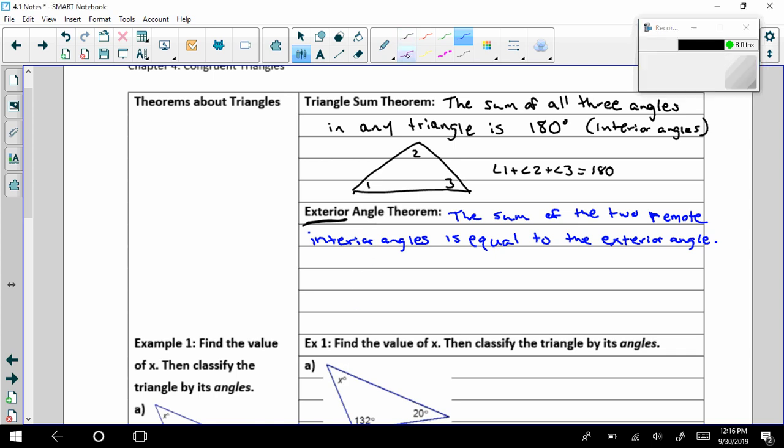Okay, another way to think of that is the measure. An outside angle is something outside of a triangle when you extend one of your sides. All right, so this is an exterior angle.